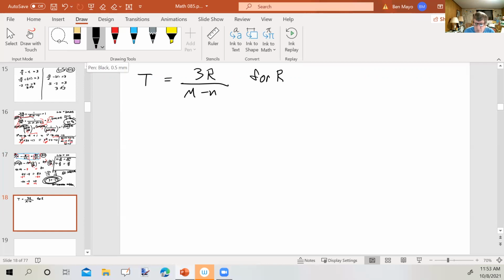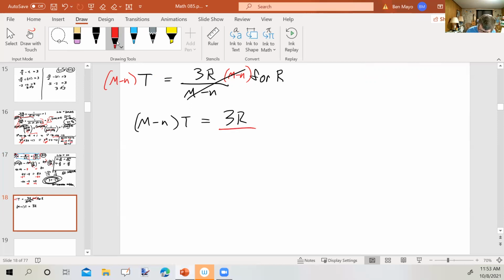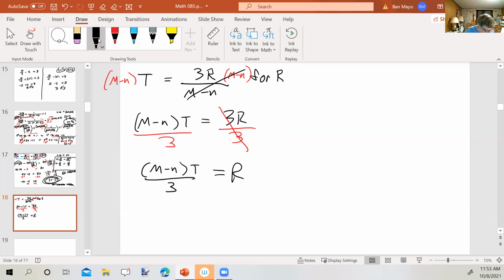All right, to solve for r, what I'm going to do first of all is clear the fraction. So I'm going to multiply both sides by M minus n. So on the left side, I've got M minus n times t, and on the right side, I've got 3r. Now I'm going to divide both sides by 3. So those will reduce out, and I'm going to have r equals M minus n times t all over 3. So we've solved for r.